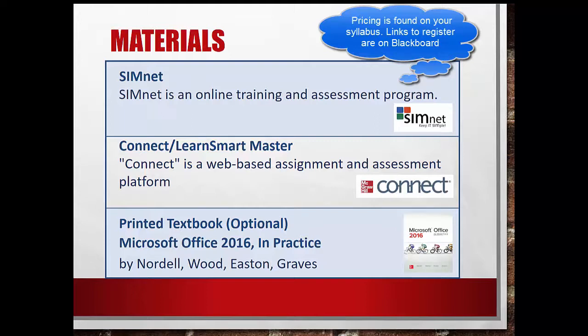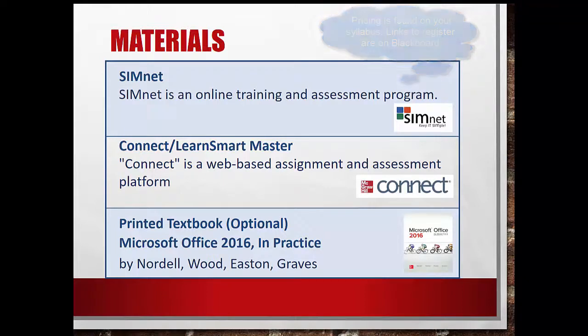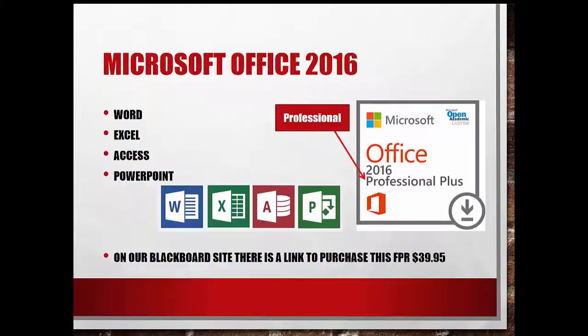Microsoft Office 2016 in practice is sold in our bookstore, and with it you will get access to the codes to allow you to sign up for SimNet and Connect. If you choose not to do that, it's cheaper and you get an ebook when you buy the access codes the other way, which I'll show you in a few minutes.